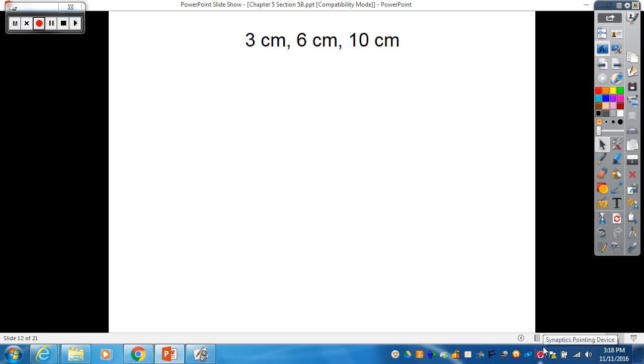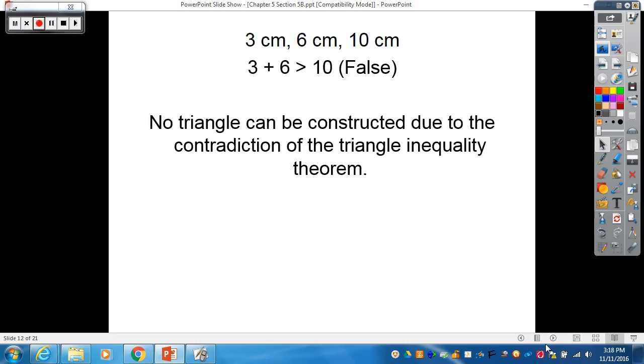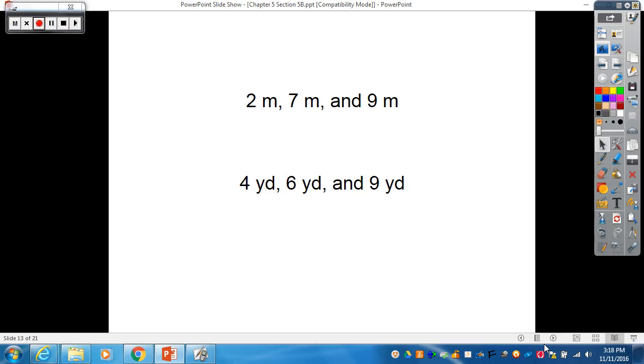Okay, what about that one? Is that going to form a triangle? I hope you're thinking no, because 3 plus 6 is not greater than 10. Okay, that's like our 4 and 6 and 15 segment triangle that we tried to build. Okay, what about that one right there? 2, 7, and 9. Well, again, I hope you're thinking no. This one's like the drawbridge example that we did. Okay, 2 plus 7 has to be greater than 9.